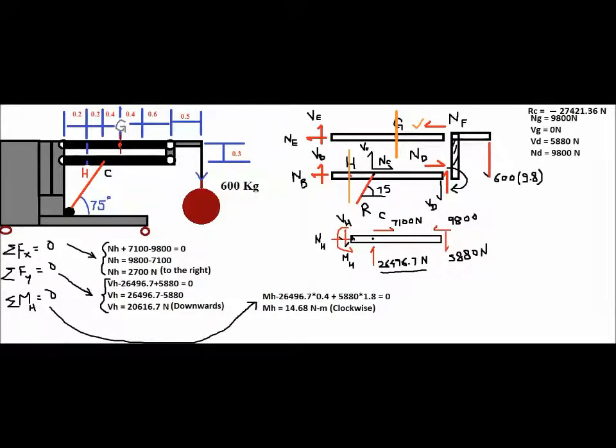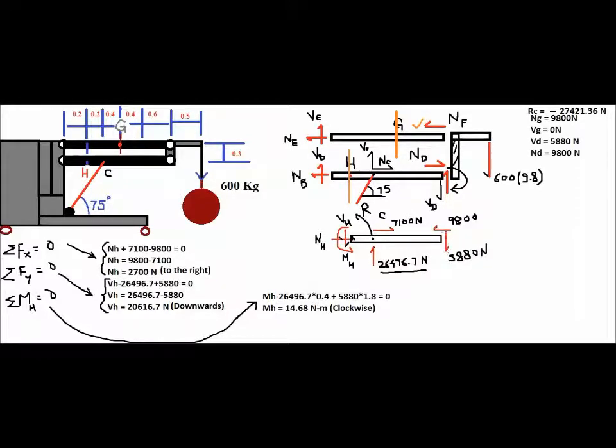Okay, that looks like H a little bit. At point H we calculate, so we don't know the direction of MH, so we'll just keep it positive. Then there is this 26,496.7 force acting upward, so this will create anti-clockwise at H. So anti-clockwise is always negative, multiplied by 0.4 is the distance, as you can see, 0.4.